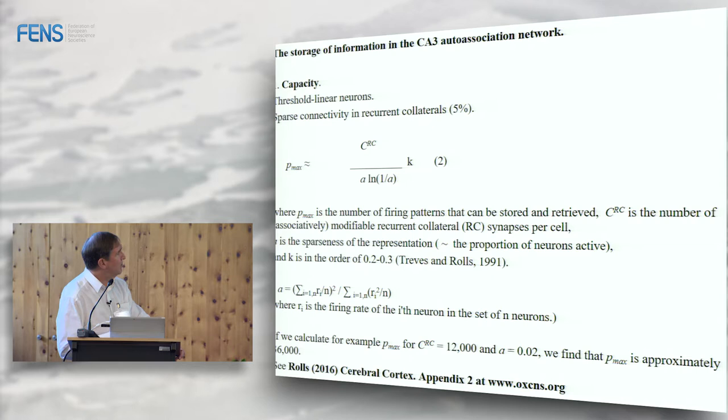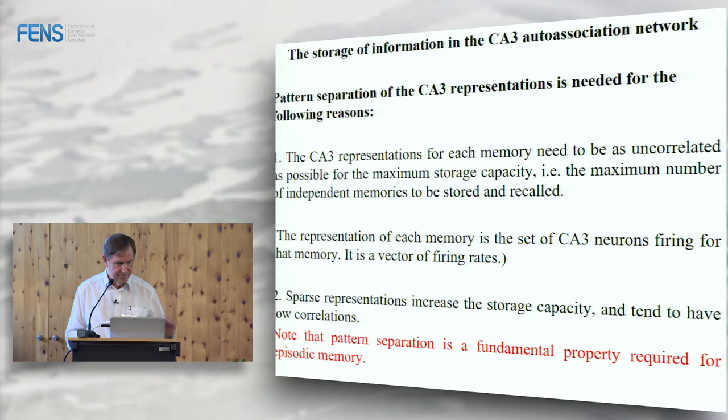So we calculate, for example, that if you have 12,000 recurrent collaterals, as in the rat, and maybe 20 to 30,000 in monkeys, then with that level of sparseness, 0.02, which is possible, you find that the number of memories you can store and retrieve is 36,000, okay? Notice, it's nothing to do with the number of neurons in the network that sets the memory capacity, okay? That's so crucial.